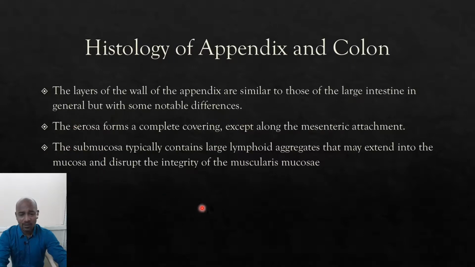The submucosa typically contains large lymphoid aggregates that may extend into the mucosa and disrupt the integrity of the muscularis mucosae. So this is not like the colon. In the colon, you do have lymphoid aggregates, but they are not so large and they don't disrupt the mucosal integrity or the epithelial integrity. So in the appendix, you will have large lymphoid aggregates. That is typical of the appendix, and the outer longitudinal muscle is a complete layer of uniform thickness.